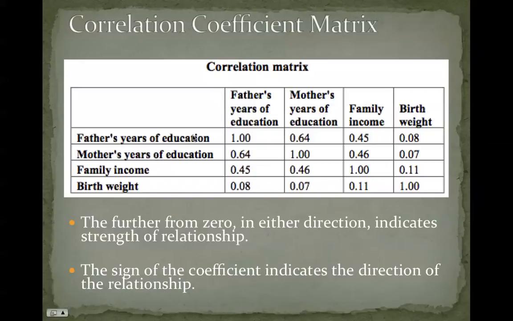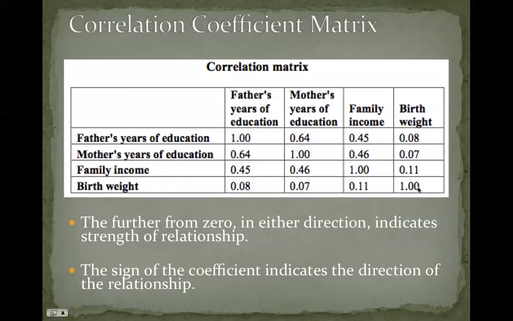So the relationship between father's education and father's education, because it's the same exact variable, is a perfect 1, okay? And that goes as well for mother's education and mother's education. It's a perfect 1. And family income, 1. And birth weight and birth weight is a 1. So if you look at the diagonal here, it's 1.00, 1.00, 1.00, and 1.00.